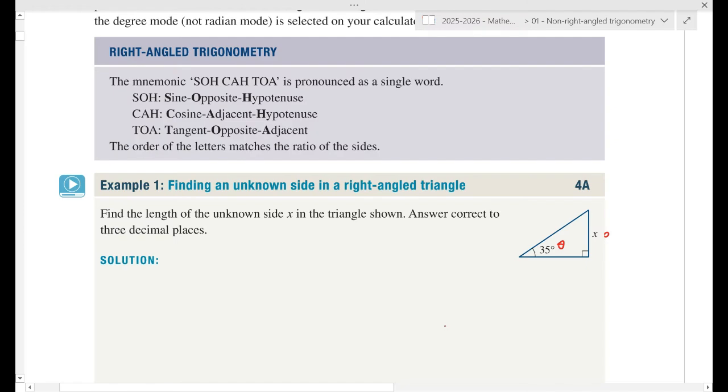All right, here we are. Non-right angle trigonometry. First example, we are actually starting with right angle trigonometry.